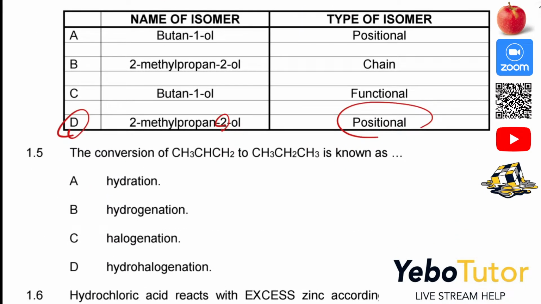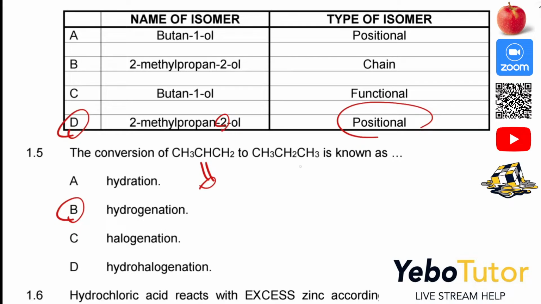Now the conversion of CH3CHCH2 to CH3CH2CH3 is known as what? So this is our 1.5, and definitely this can never be hydration. This should be our hydrogenation. How do we see that?